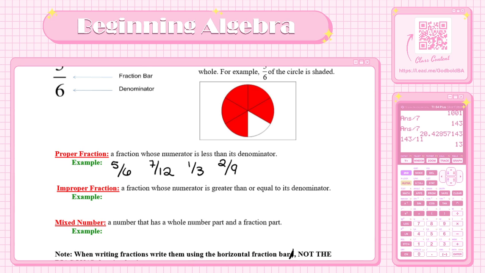An improper fraction is a number whose numerator is bigger than its denominator. So something like 9 halves.